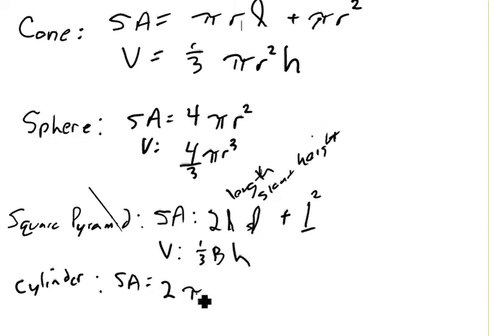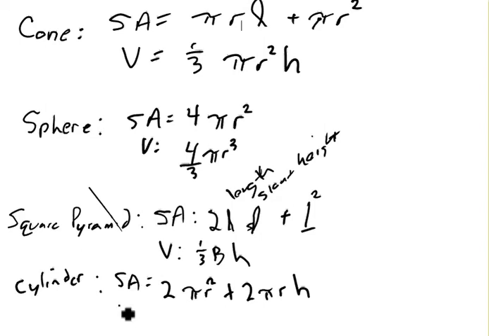But then we need the body part. And that's just going to be the circumference times the height. And circumference equals diameter times pi, or two radiuses times pi, or 2 pi r times the height. So there you go. 2 pi r times height plus 2 times pi r squared, because there's a top and bottom.